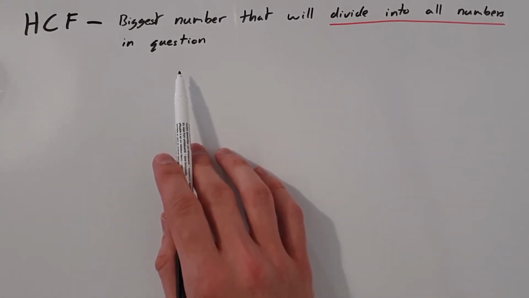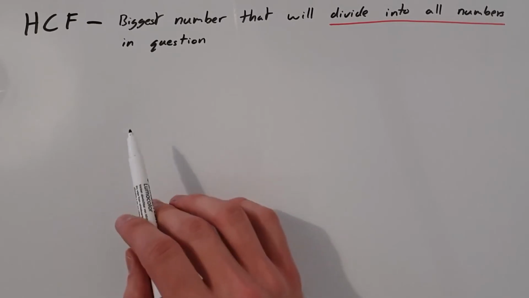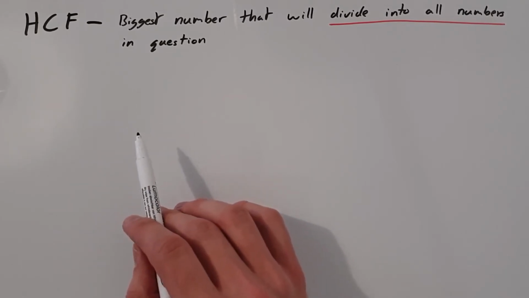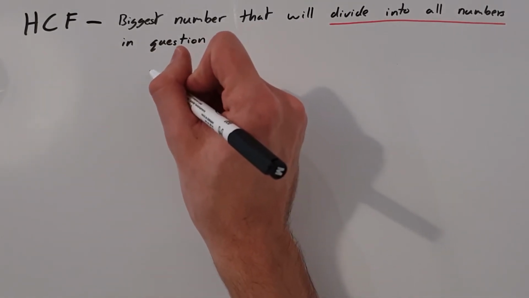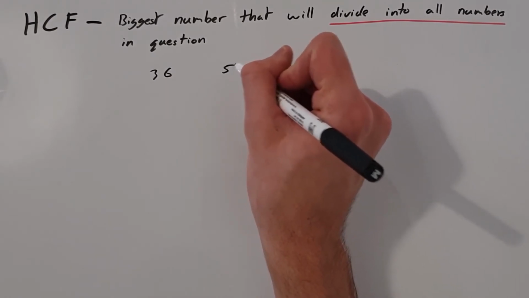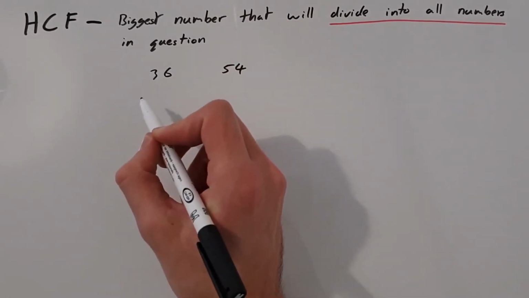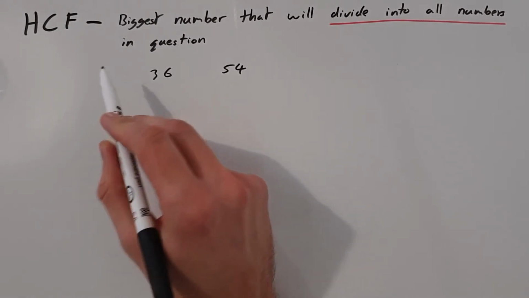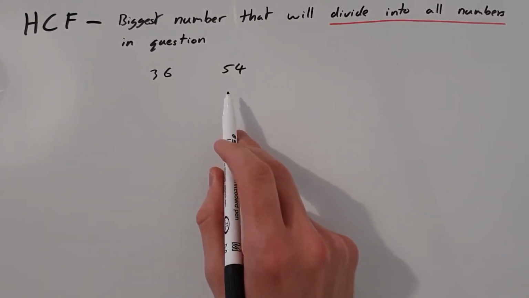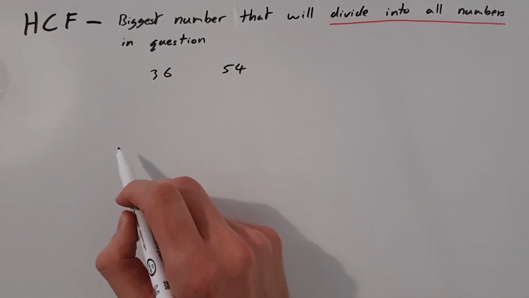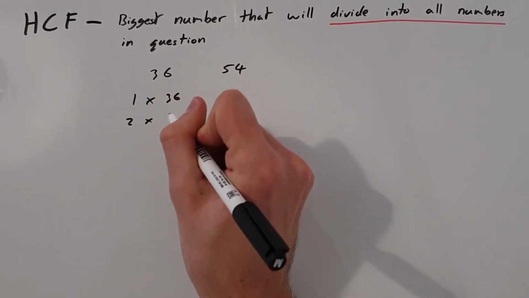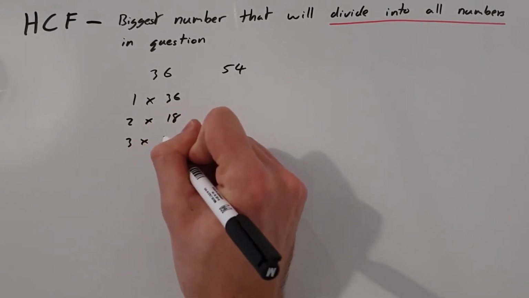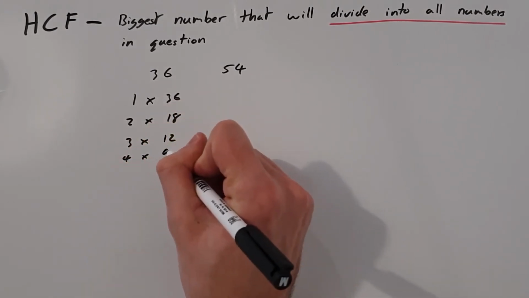So just like the previous one then, one way we could work out the highest common factor is to list all the factors from the two numbers in question and then find the highest one. So let's pick an example of that then. In this case, I'm going to pick 36 and 54. If you remember from the previous video, the way we found out the factors of these two numbers was to basically go up the times table and find them that way. So we'll start off with 1 times 36, we'll say 2 times 18, 3 times 12, 4 times 9, and 6 times 6.